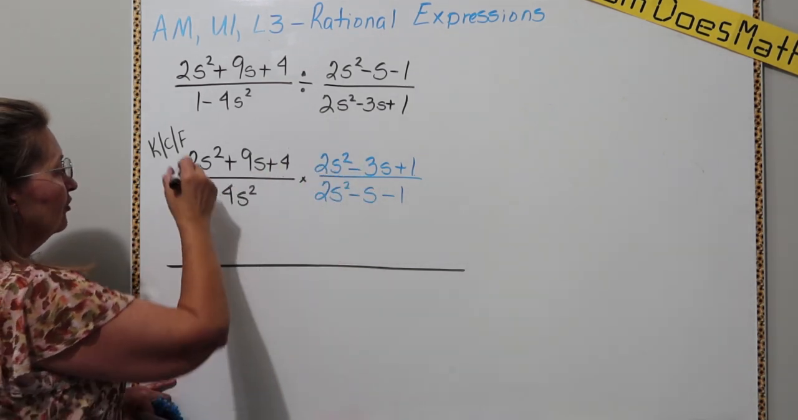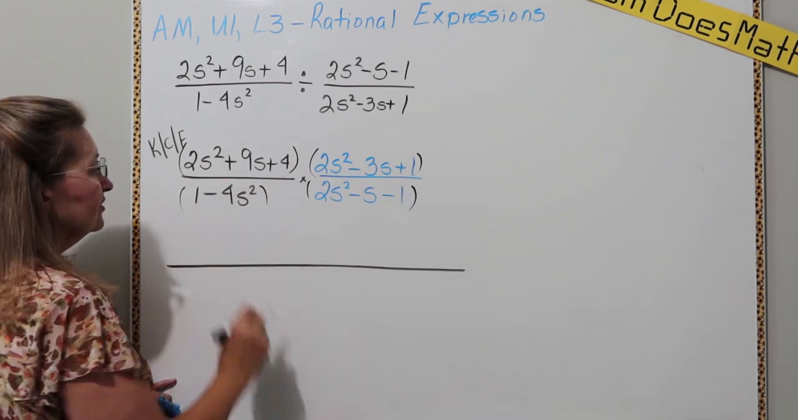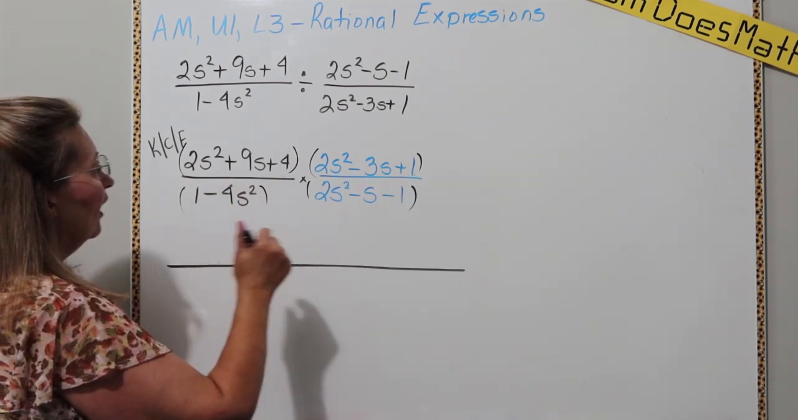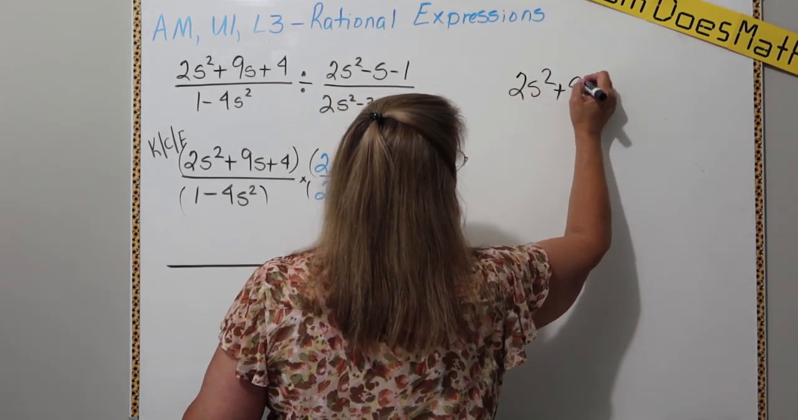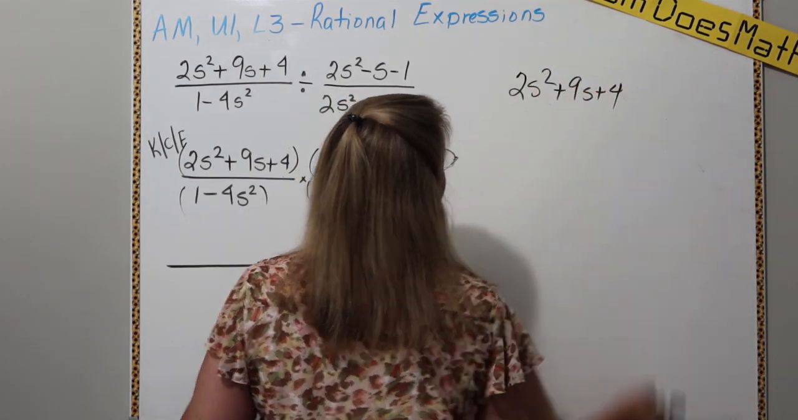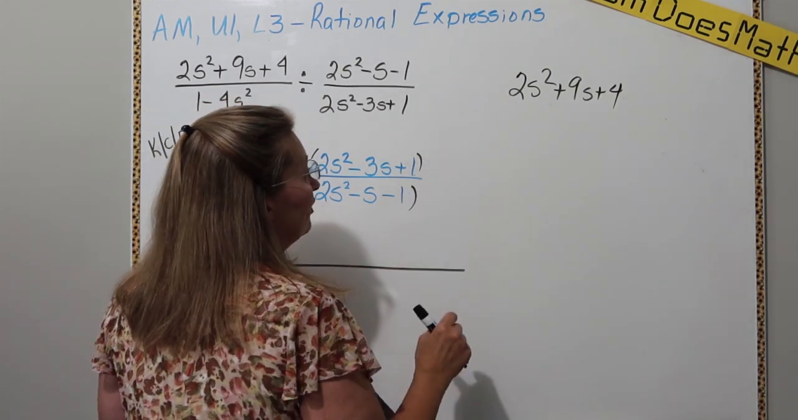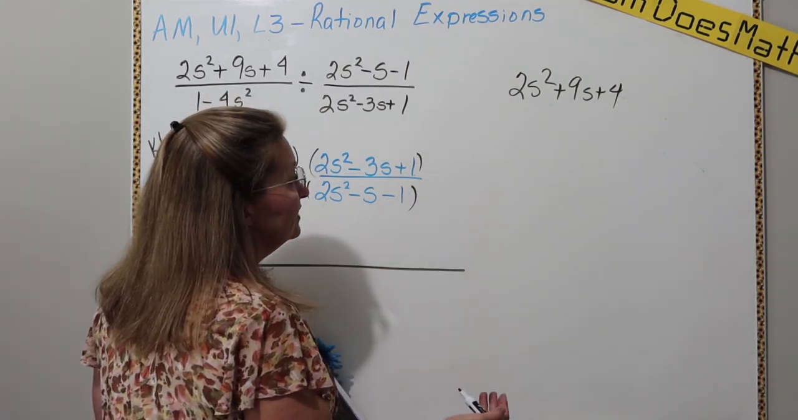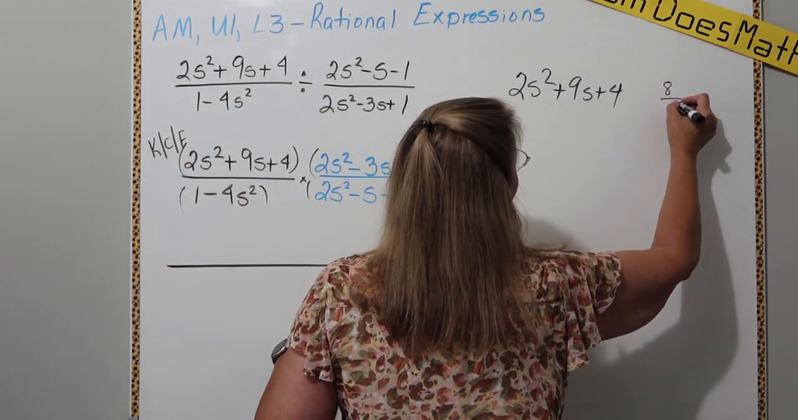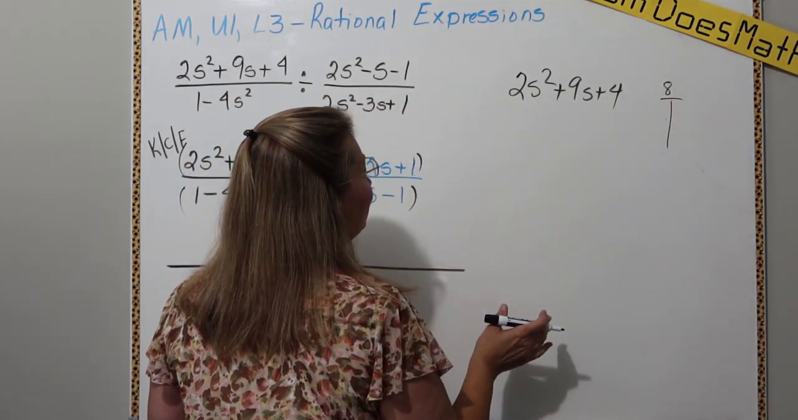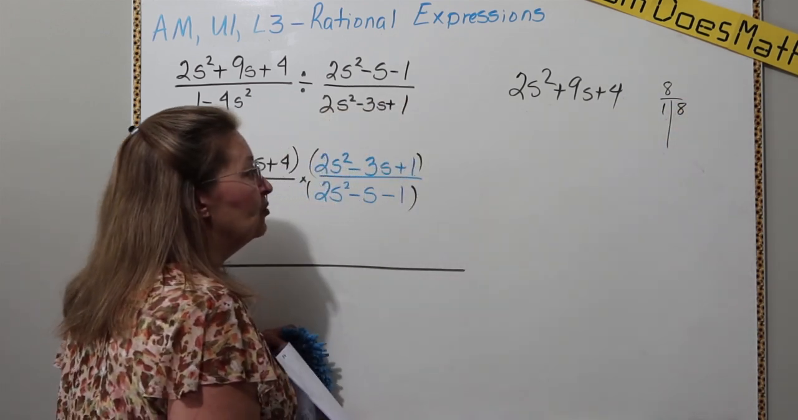Now we have to factor all 4 of these polynomials. So let's get started. Alright, our first one, 2s squared plus 9s plus 4. There is no greatest common factor. I do have a coefficient in front of my first term, so I'm going to use the AC method. So 2 times 4 is 8. I want a pair of numbers that multiply to give me 8, but add up to give me 9. Obviously that's 1 and 8.